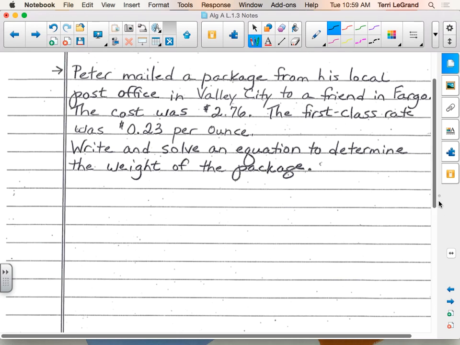Okay? So if I wanted to know how much I was actually paying per ounce, I would need to know how much it weighed altogether. If I wanted to know how much it weighed, I would need to know what I paid per ounce. I need to know one of those 2 things. Well, they tell us one of them here. So let's underline this. This is important. 23 cents per ounce, and then the cost altogether was $2.76.